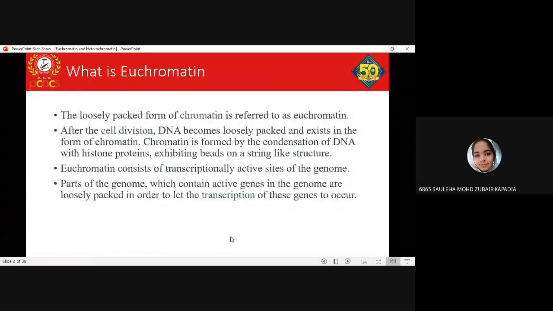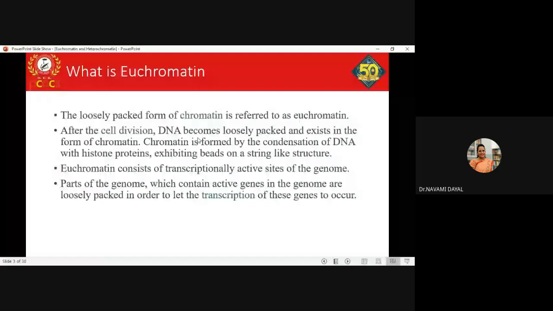Yes, ma'am. So, what is euchromatin? The loosely packed form of chromatin is referred to as euchromatin. After the cell division, the DNA becomes loosely packed, as you see in the interphase state. It exists in the form of chromatin fibers. When we explain the different stages of mitosis, we usually explain it in a particular phase. Sorry, in the interphase, the chromatin is loosely packed.